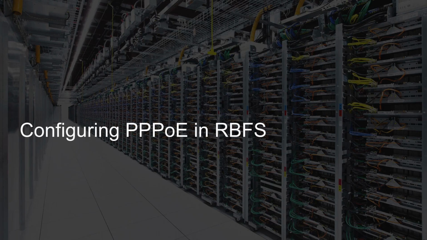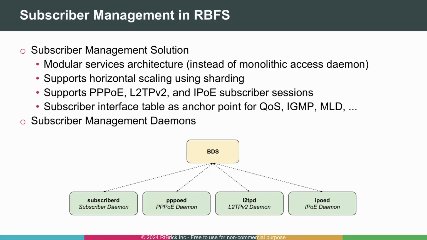Now that we are familiar with PPPoE and PPP sessions, let's move to the implementation in RBFS and see how to configure it. RtBrick's modular and scalable subscriber management, referred to as next-generation access infrastructure, supports a range of access protocols including PPPoE and RADIUS. This system is designed to deliver carrier-grade Internet access services, with a focus on scalability, interoperability, and robustness.